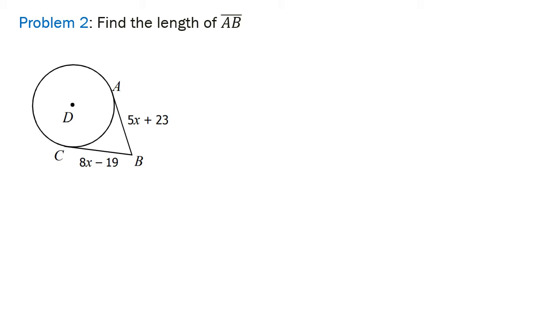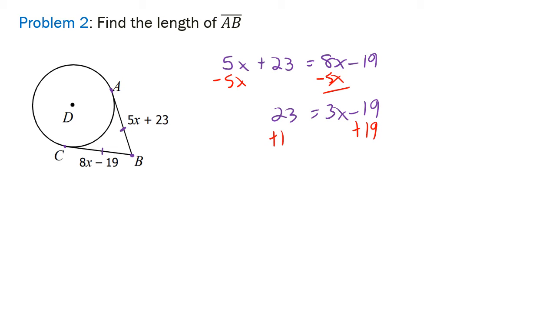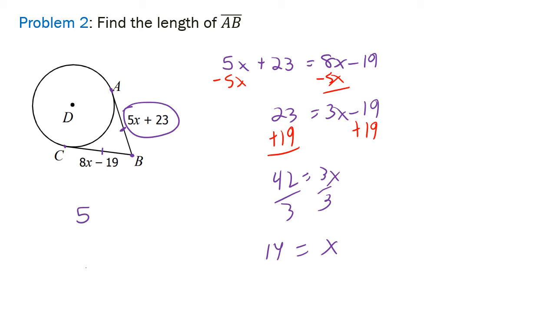Okay, when you have two tangent lines touching the circle and they meet at a common point outside the circle, the two lengths are congruent. So you're going to set them equal to each other. And you just solve the equation. So you minus the 5x, you get 3x. You're going to add the 19 over. So 23 plus 19 is 42. Divide by 3. We get 14. Once you know that x is 14, they want to find the length of AB, you just plug it into the 5x plus 23, which is a length of 93.